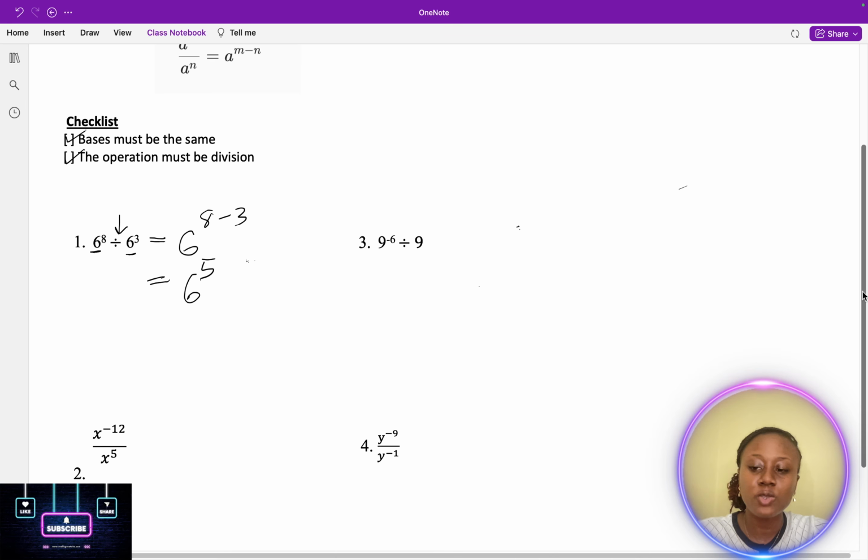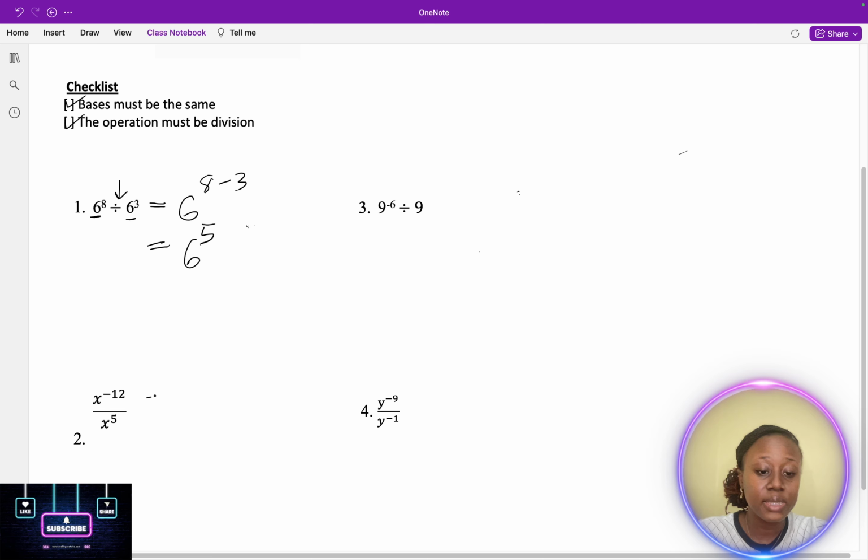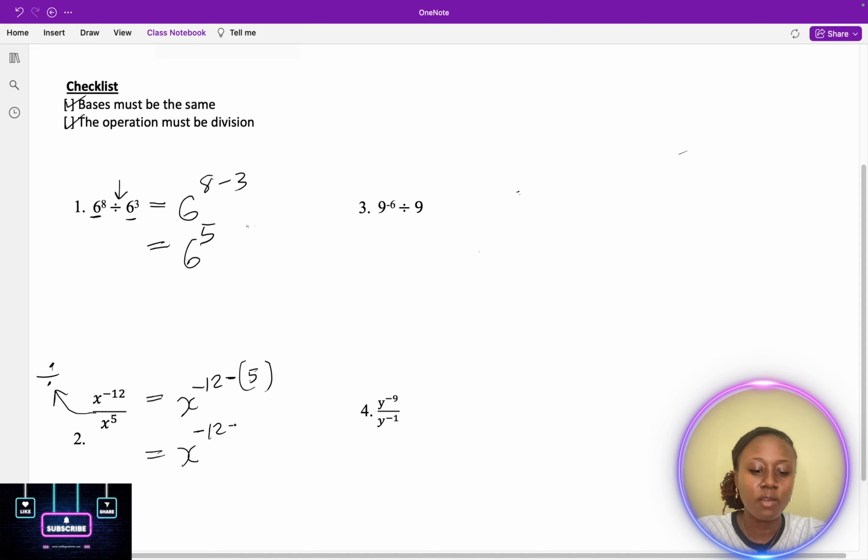Let's get down to number 2. Again, are our bases the same? Yes. Are we dividing? Yes, it's in the form of a fraction, but this fraction bar still means that we are dividing. So we copy the base and we want to subtract the exponent. So we're going to have x to the power of negative 12 minus 5. I borrowed 12 and I borrowed 5, so overall I borrowed 17.